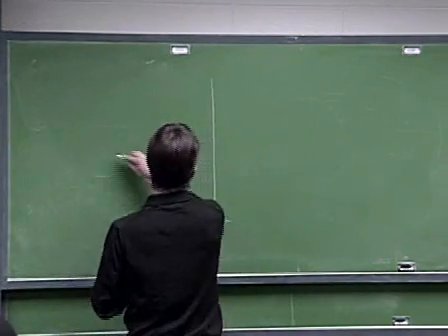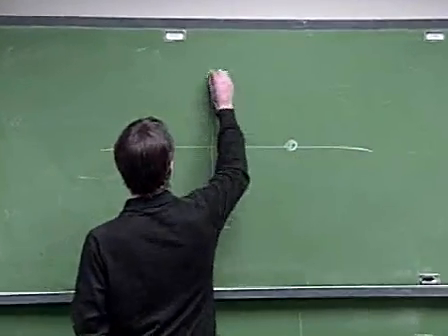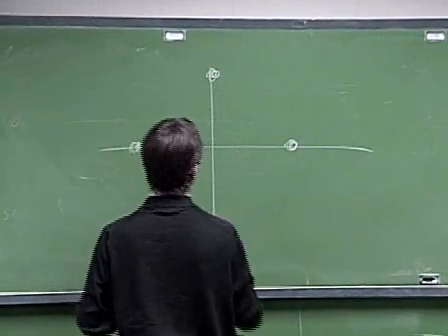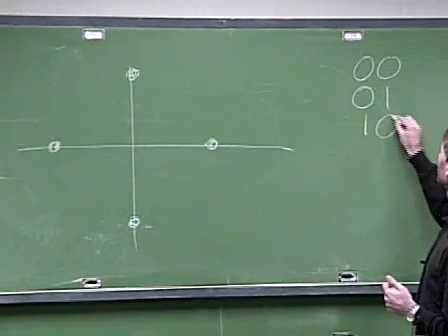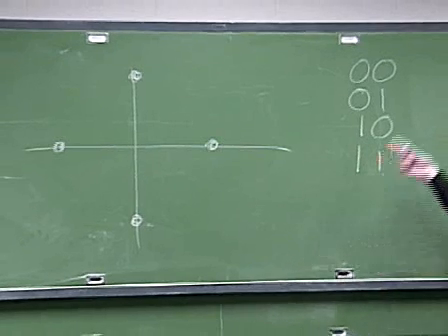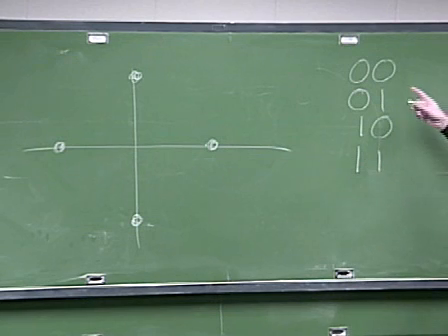So let's go back to our constellation with 4 points. Okay, so we're going to send 2 bits with 4 points. So we have 4 possible messages: 0 0, 0 1, 1 0, and 1 1. These are all the combinations of 2 bits. There's 4 of them. There's 4 points. So we have to map each of these messages into one of these 4 points.